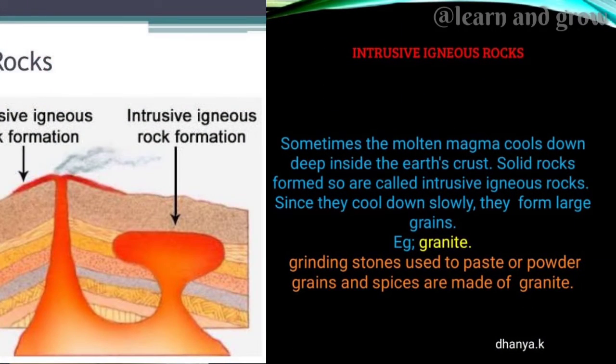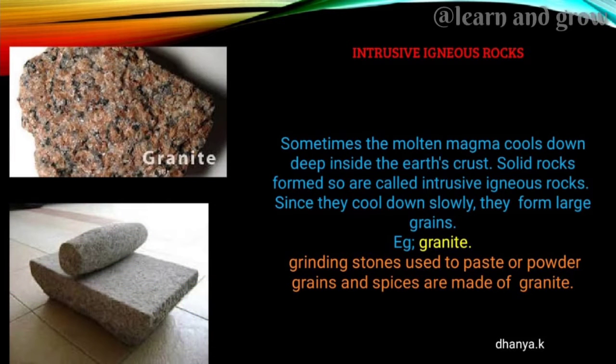Intrusive igneous rock. Sometimes the molten magma cools down deep inside the earth's crust. The solid rocks so formed are called intrusive igneous rocks. Since they cool down slowly, they form large grains. Example: granite. Did you know grinding stones used to prepare powder or paste of grains and spices are made of granite?